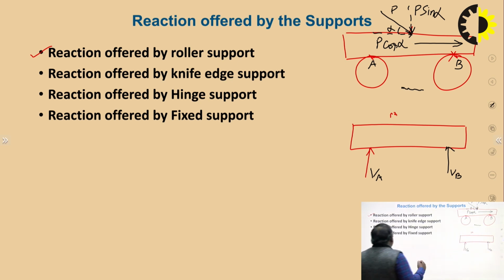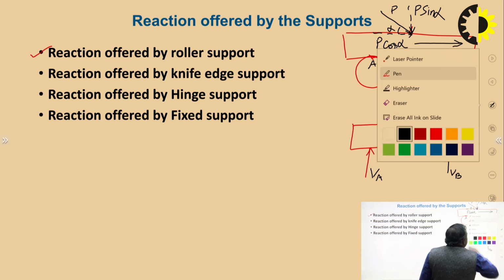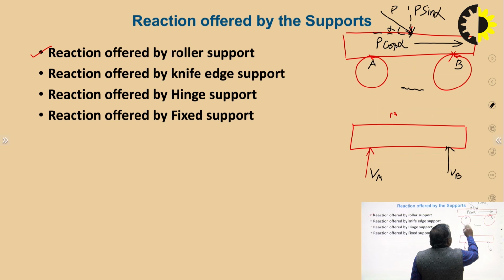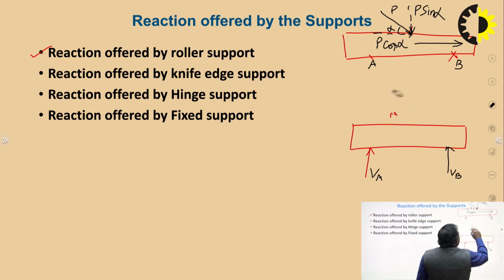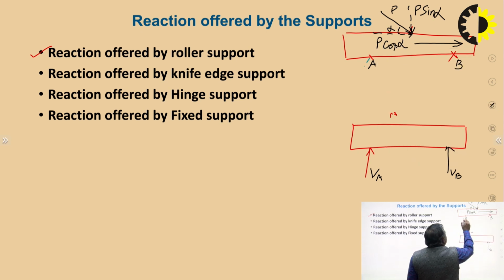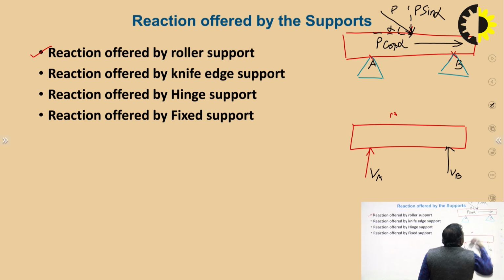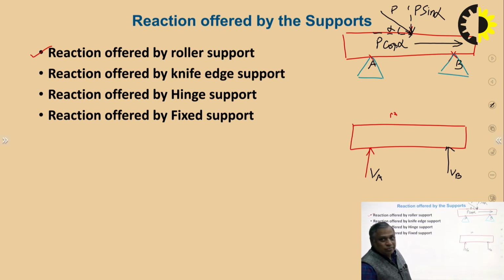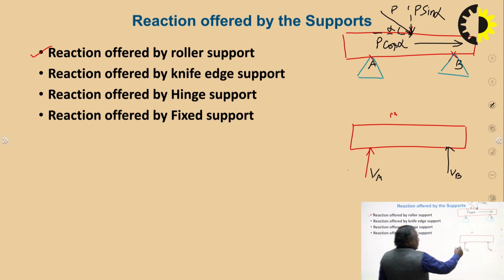Second is the reaction offered by the knife edge. If these rollers are replaced by a knife edge, then the same analysis you can perform. It will resist or offer the reaction against the vertical force. So, VA and VB will be induced.